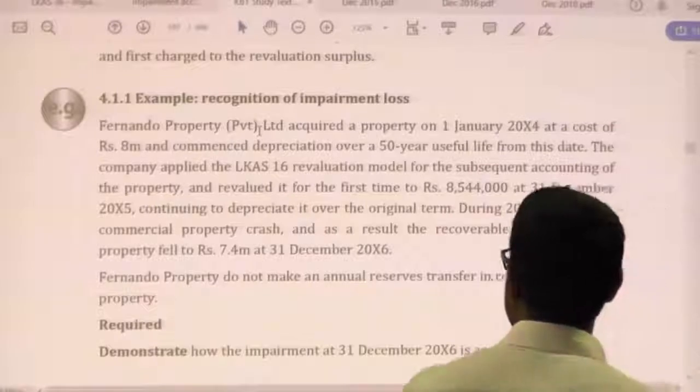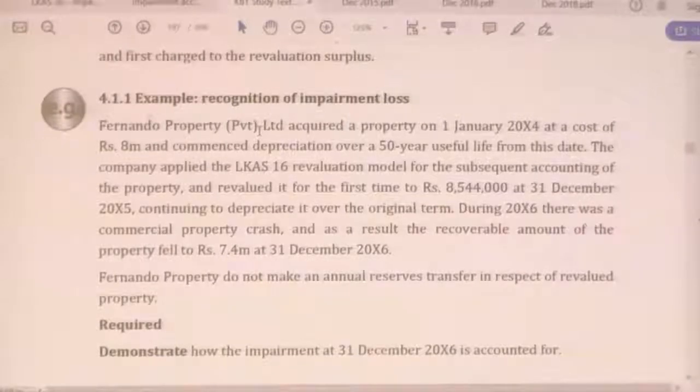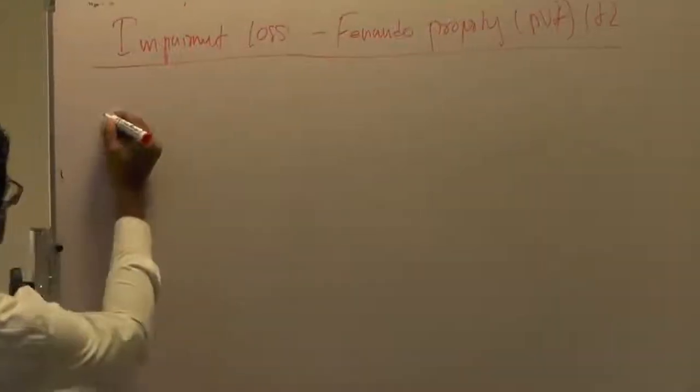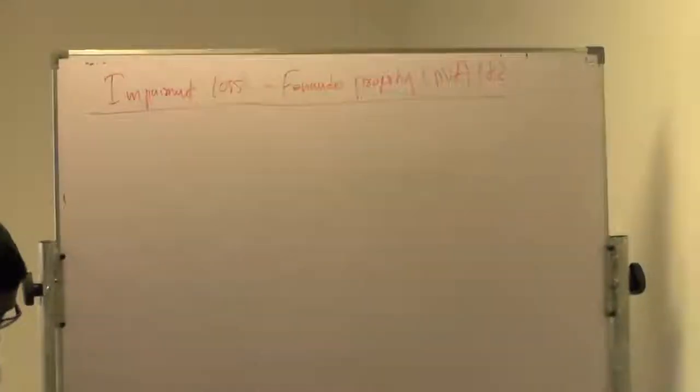Fine. Fernando Property Private Limited acquired the property on 1st January 2004, right? We are calculating the impairment loss, if there is any, for Fernando Property Private Limited. For this you are calculating what? Impairment loss, if there is any, right? On 1st January 2004, you purchased this asset. When did you purchase this asset? 1st January 2004.